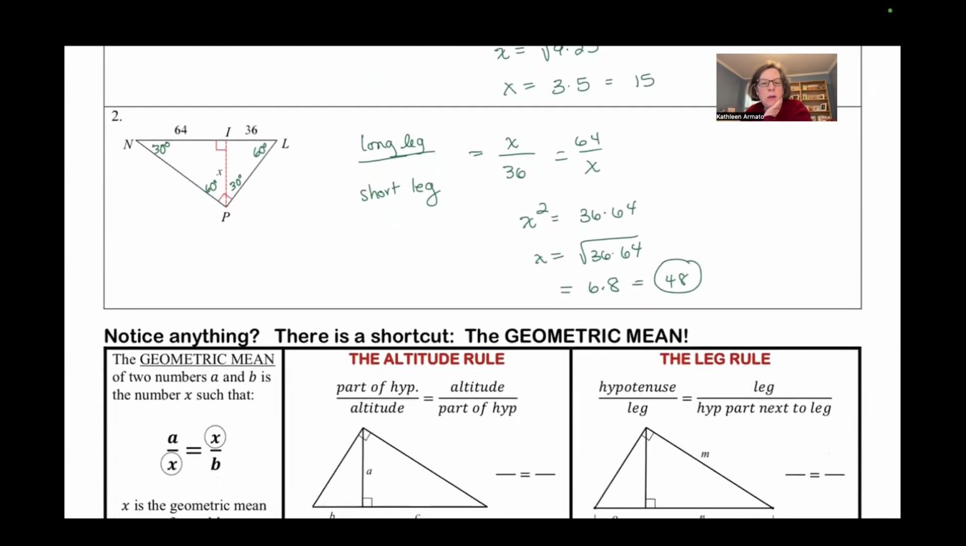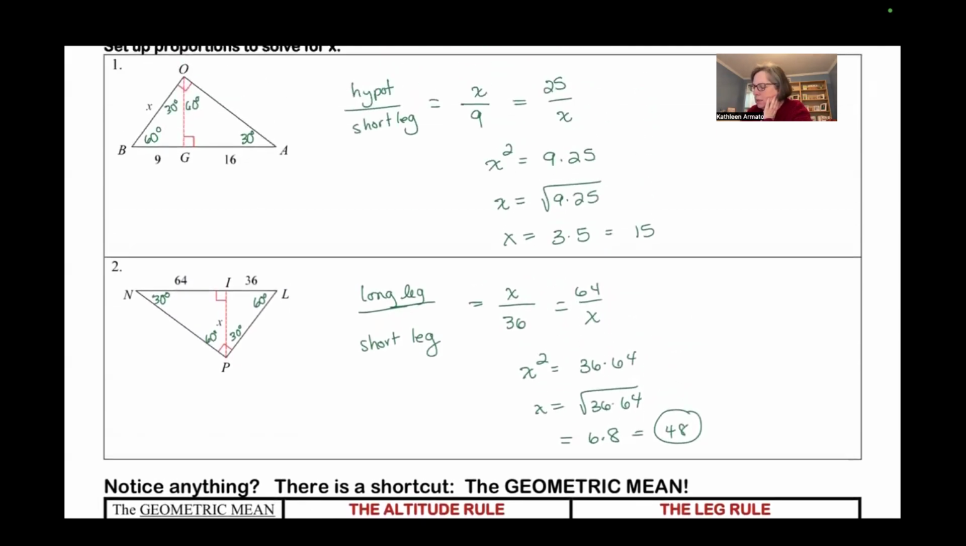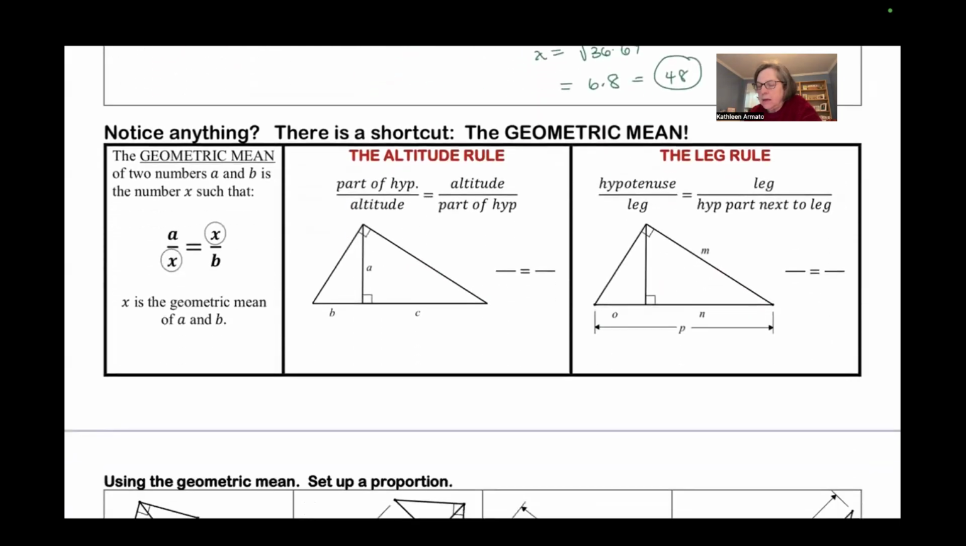All right, so notice in both cases, we ended up with X across from each other. And so when I cross multiplied, I ended up with an X squared. That's going to be basically happening all the time. And this is called the geometric mean of A and B.